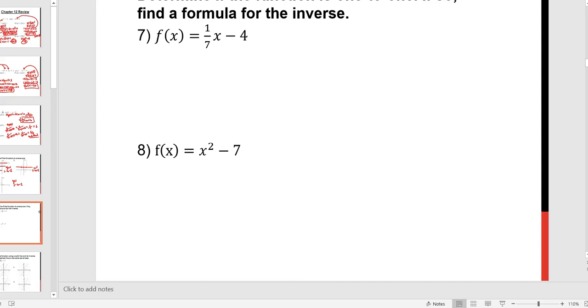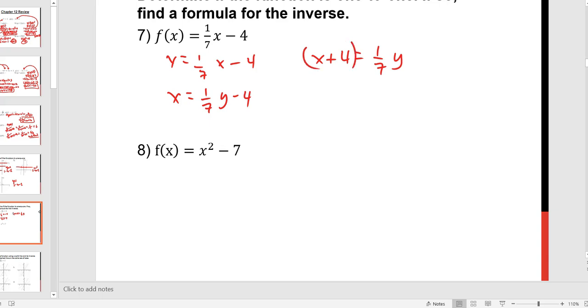Find a formula for the inverse. Step 1 was we switch x and y. f of x is the same thing as y. Switching them. Solve for y. Add 4. Undo multiplying by 1/7 by multiplying both sides by, how about 7? y is equal to. You don't have to distribute this. If you did, I wouldn't mark you off, but we'd leave it just like that.